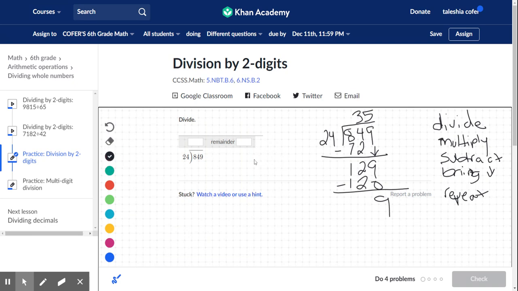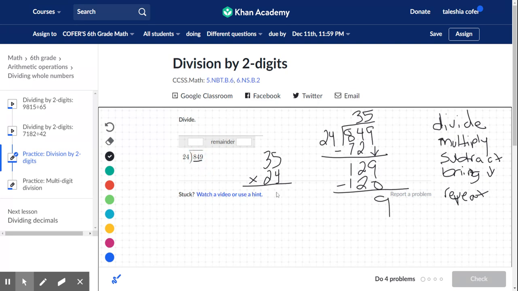The opposite of division is multiplication. We just divided, so now I'm going to multiply to check my answer. I'm going to do 35 times 24. Then I'll add my remainder back in. If it works out and I come up with 849, then my answer is correct.